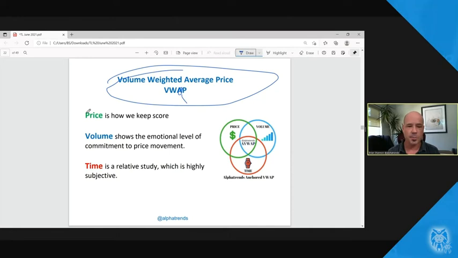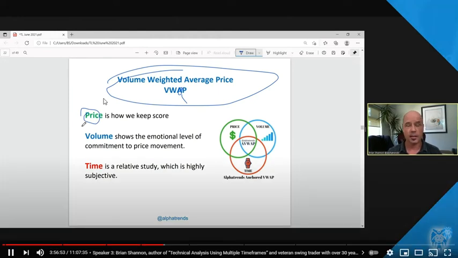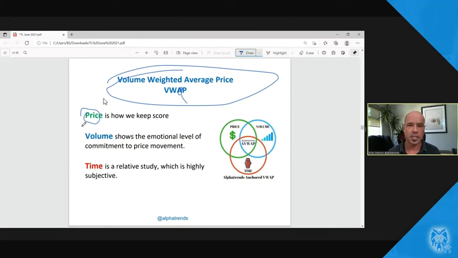Price, only price pays. That's the only reason we're doing this. We're not doing it to show off and impress our friends. Hey, look at the volume. Great. How much money did you make at analyzing volume? It's a tool. It helps us. It's useful. It's very useful. Don't get me wrong. It shows us the emotional intensity level, the commitment of the buyers and sellers.